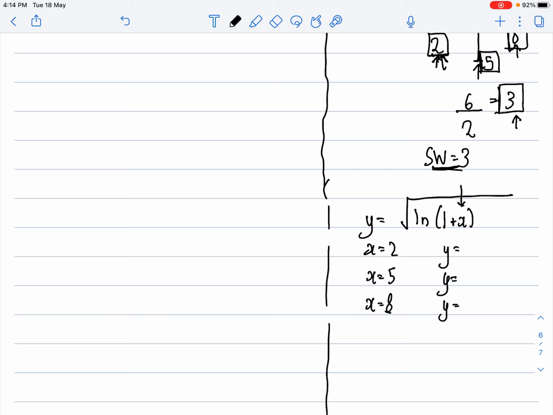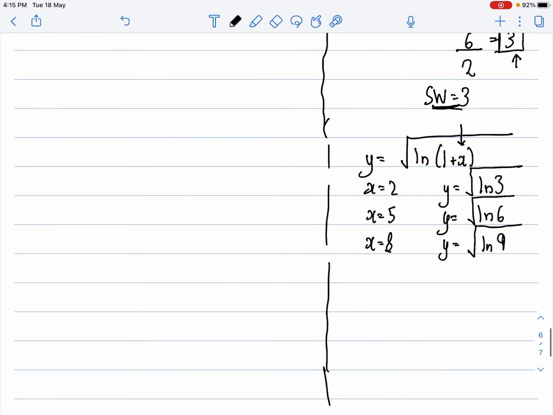So when I do this, I basically get root of ln 1 plus 2, which gives me 3. Root of ln 3, correct? Here I get root of ln 5 plus 1, which is root of ln 6. And here basically I get root of ln 9. Correct? This is what I get.